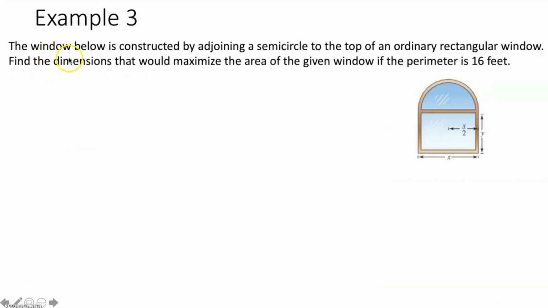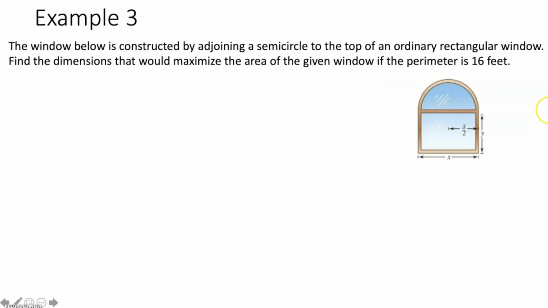Now example 3 says the window below is constructed by adjoining a semicircle to the top of an ordinary rectangular window. Find the dimensions that would minimize the area of the given window if the perimeter is 16 feet. So we see that it wants us to find the dimensions that would maximize the area of this window. Because we're trying to maximize the area of the window, we know that this is an optimization problem, so we have to follow the steps.